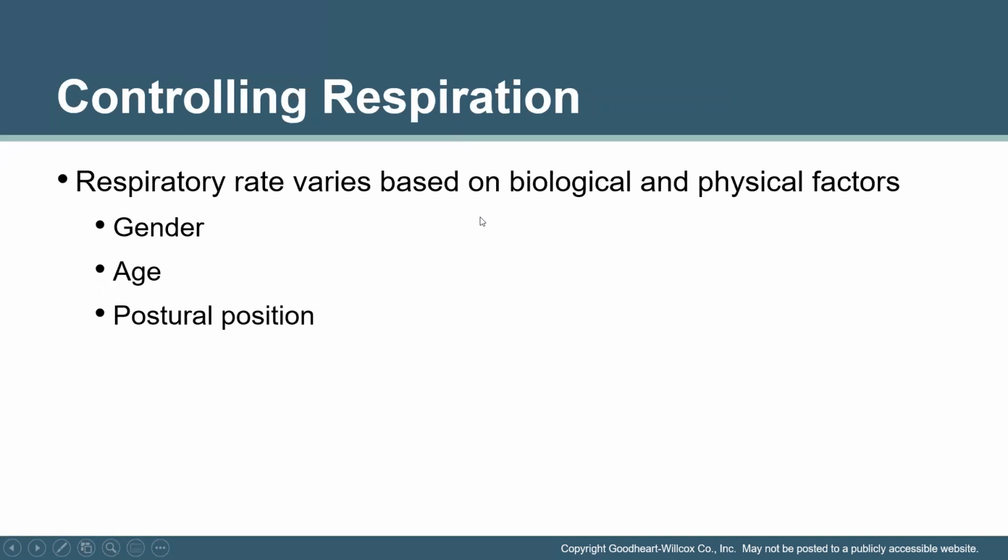Now, in regards to controlling respiration, we have to look at gender, age, and our position. Women generally have higher respiratory rates than men, and women will generally have a lower lung capacity. Respiratory rate may be influenced by physical factors, again, such as postural position. This could be going from sitting to standing, etc. So these things are changing all the time.